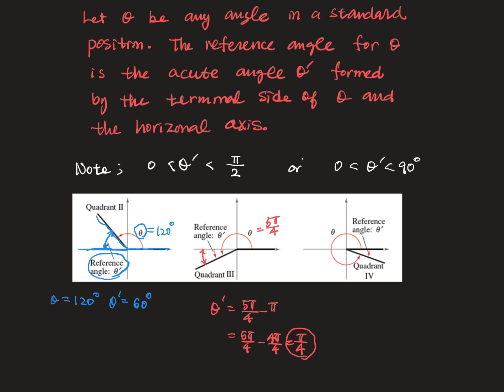Let's do a quadrant 4 angle. Let's say the angle is 300. This is a quadrant 4 angle, and we want to find the reference angle. The reference angle is 360 minus 300, which is 60. As you see, the reference angle is less than 90, less than pi over 2 when you write it in radians.